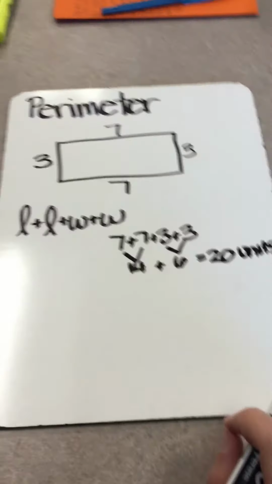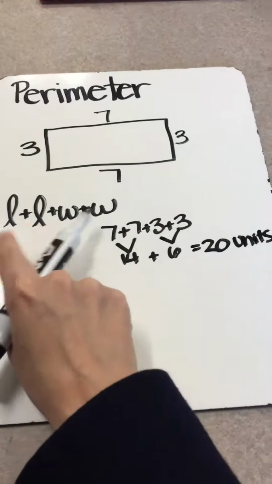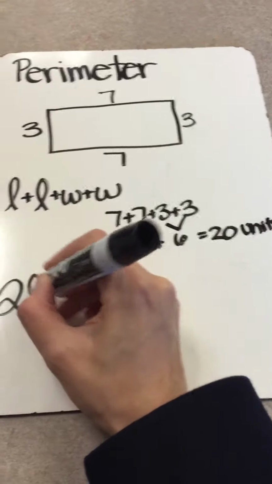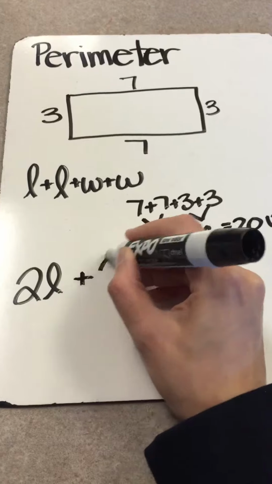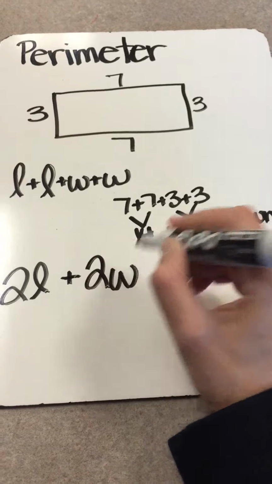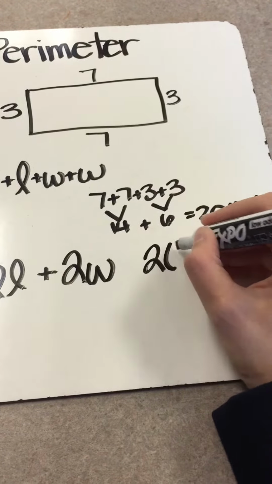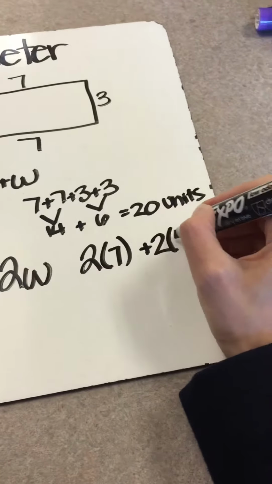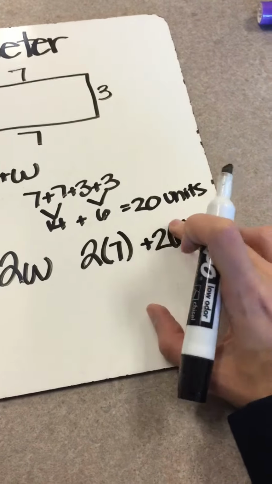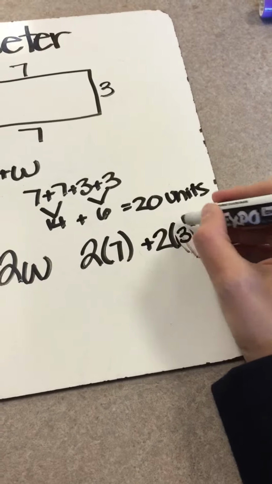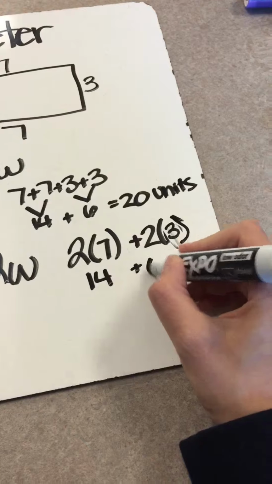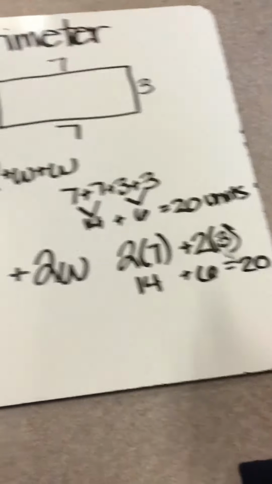We can also do a shortcut because we know we're adding the length twice. We can do 2 times the length plus 2 times the width. So 2 times the length of 7 plus 2 times the width of 3. 2 times 7 is 14. 2 times 3 is 6. 14 plus 6 is 20.